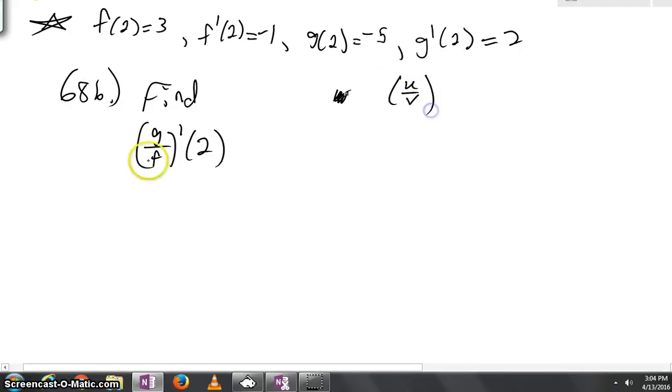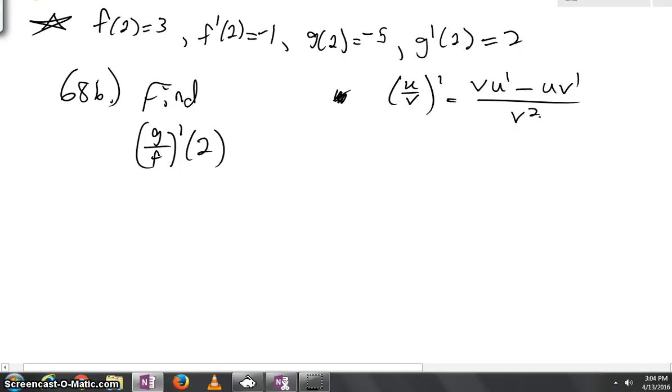Would you agree if I'm saying find G over F, I'm really saying do the quotient rule? So U over V prime, help me out. What was that little sing-songy rhyme there? It's low D high minus high D low all over low squared.